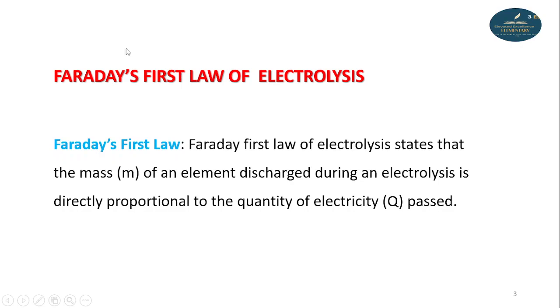So we will notice that those key words are represented by letters as they are written in the sentence. So the mass m of an element discharged during an electrolysis is directly proportional to the quantity of electricity passed. So we need to understand this, though I guess we will understand it later. Let's proceed to the second law.